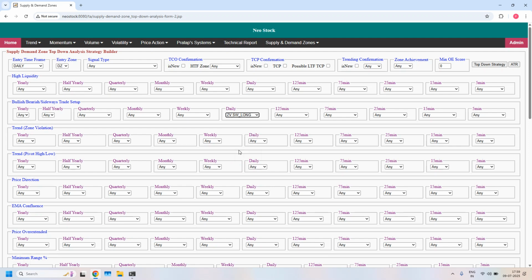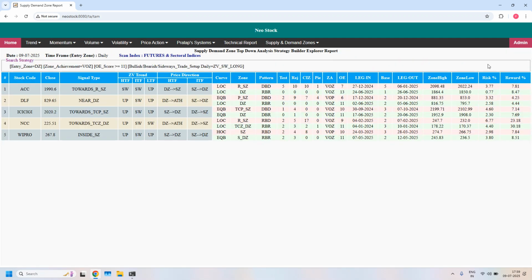I am selecting sideways long, and zone achievement should be violated opposing zone. Minimum odd enhancer score for sideways 11. So with these values, we got 5 stocks. Monthly income trade, sideways long trade setup, and entry zones are daily demand zones. And pierced zones you should use only for pierced zone strategies. You can't use it for your sideways trade setup.